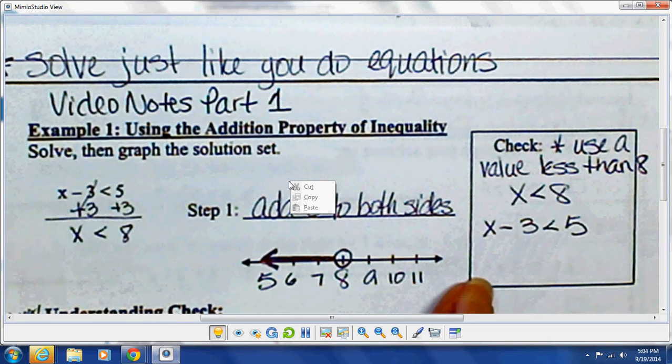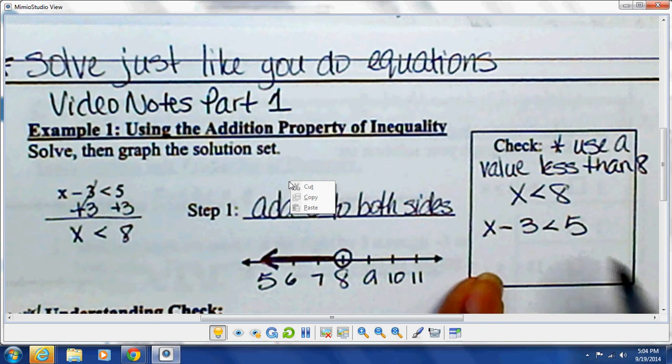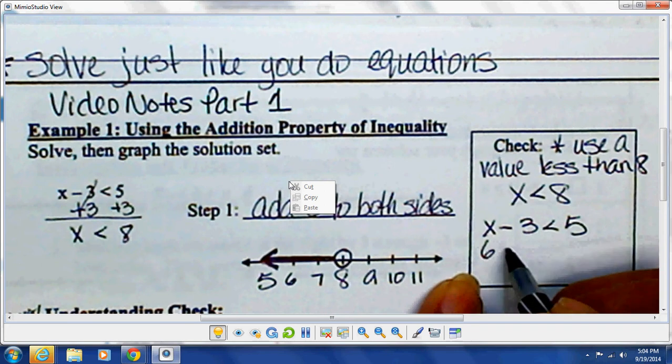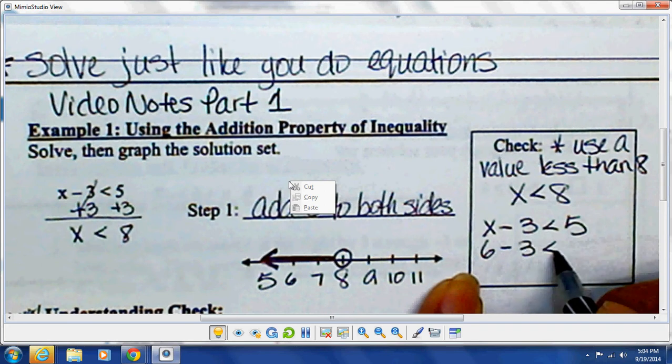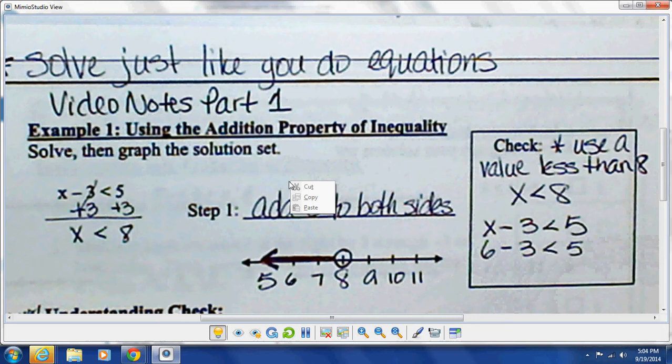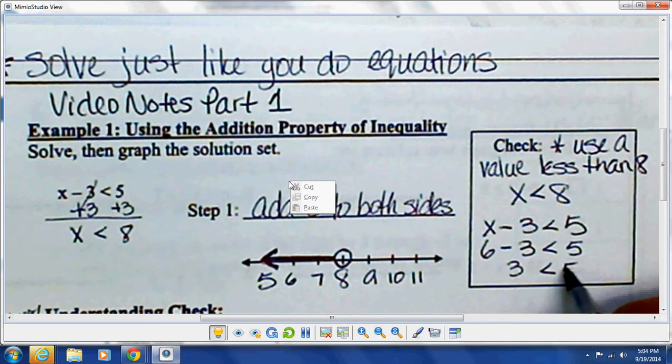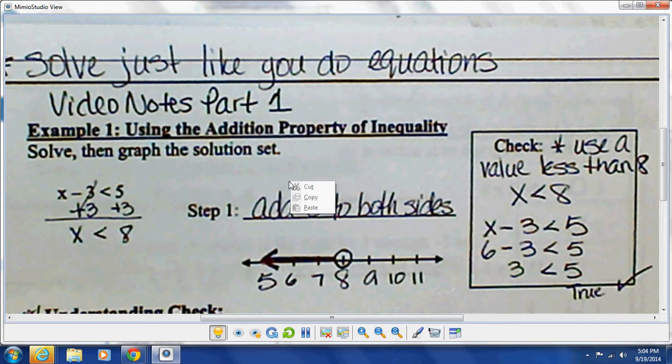If I plug in a value of 6, I would have 6 minus 3 less than 5. Since 6 minus 3 is 3, I see that 3 is less than 5. So since this is true, it checks, because we're always looking to make our inequality true.